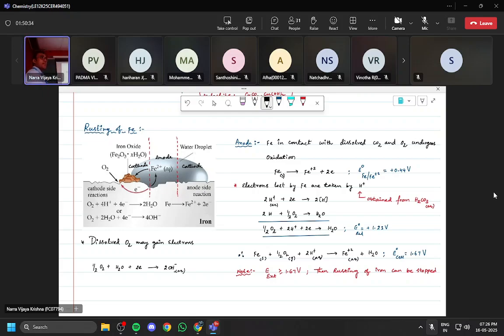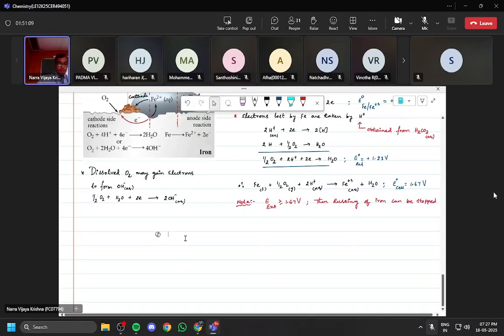Just now we discussed, if CO2 dissolved is more, you will get H2CO3, which produces H plus. H plus ions will gain electrons. If dissolved oxygen is more, then oxygen will gain electrons to form OH minus. Solution becomes basic. The other solution is acidic. So acid as well as base both will catalyze rusting of iron. Any questions? So dissolved oxygen may gain electrons to form OH minus aqueous. This is the reaction, right?